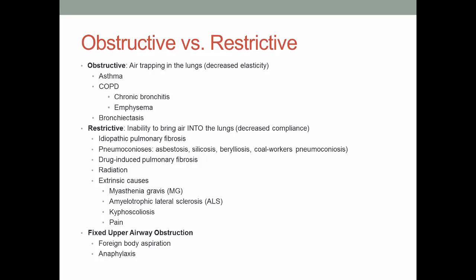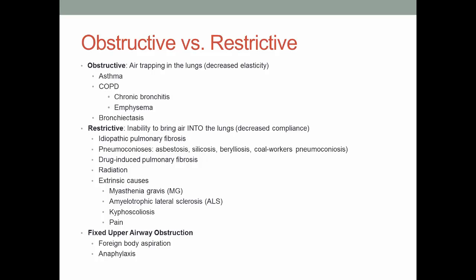First off, what is obstructive? You should already know this by now. It's simply air trapping in the lungs due to decreased elasticity, right? So a decrease in the lungs' ability to collapse on themselves and allow for air to be expelled. Obstructive diseases include asthma, which you all know about, COPD, and bronchiectasis. COPD is broken down into chronic bronchitis and emphysema. I'll go into the specifics of these a little later, but those are the three main big obstructive diseases.